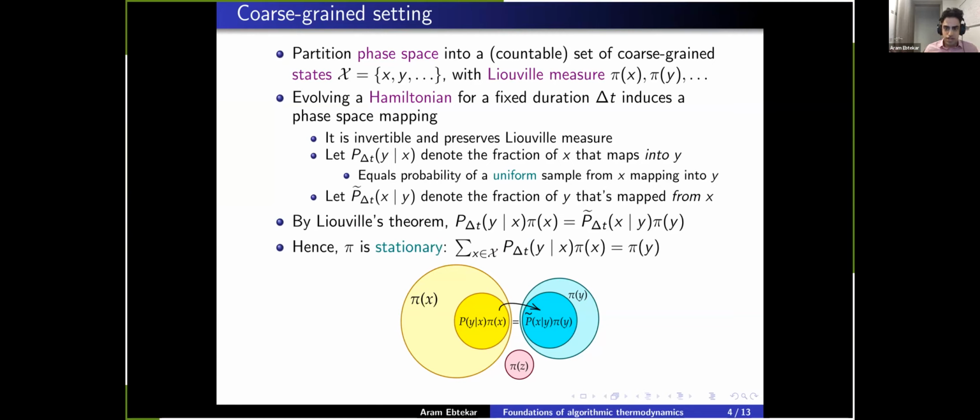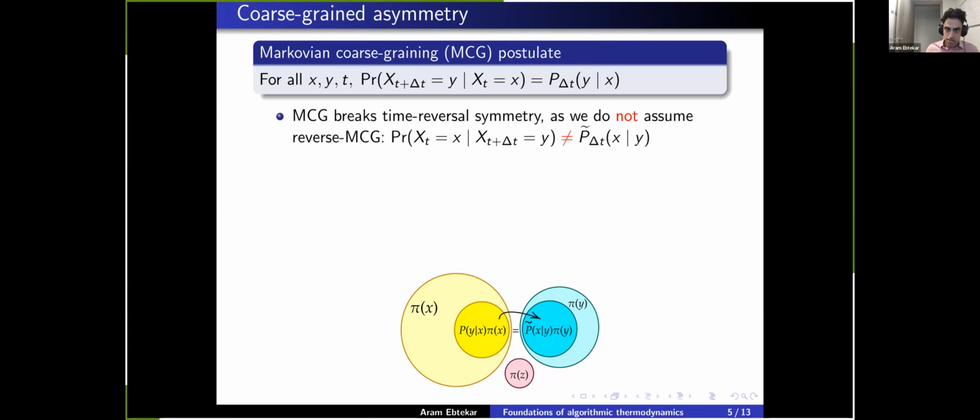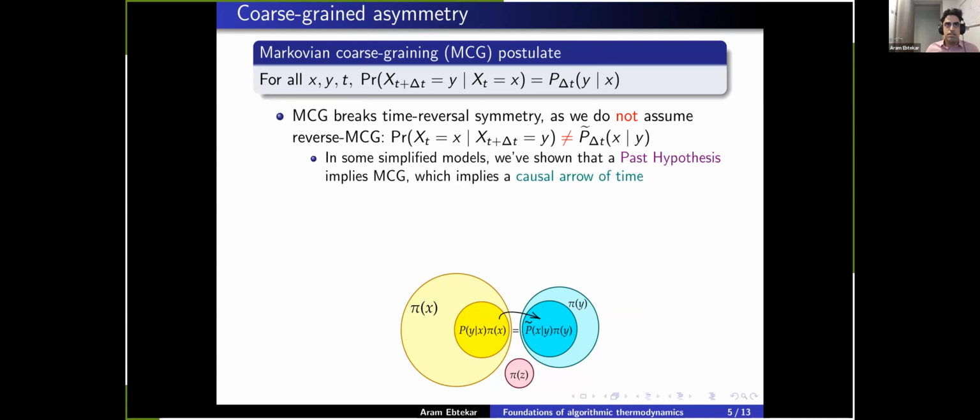So this looks a lot like Markov chain theory, except that we haven't really justified interpreting these P's as probabilities. So let's actually add that as an assumption, a postulate. We're going to assume that this matrix really does represent conditional transition probabilities when we go forwards in time. This is actually very analogous to the molecular chaos assumption. It is an assumption that breaks time reversal symmetry because we do not assume the reverse version of this. P tilde is not the backwards transition probabilities. It's kind of a mysterious assumption.